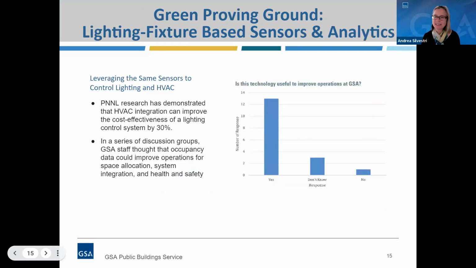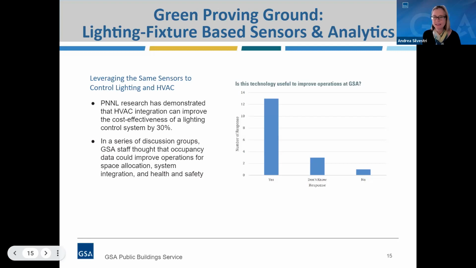So the lighting fixture-based sensors and analytics, we were testing the promise of the Internet of Things and the ability to use the wireless sensors that are powered by the lighting fixtures themselves to control multiple systems. And GPG worked with the Pacific Northwest National Laboratory to evaluate the system installed at a GSA building. Ultimately, integrating the lighting control system at this location with the heating system wasn't successful because of how the mechanical system was built. But there were a lot of lessons learned about where it can be successful.